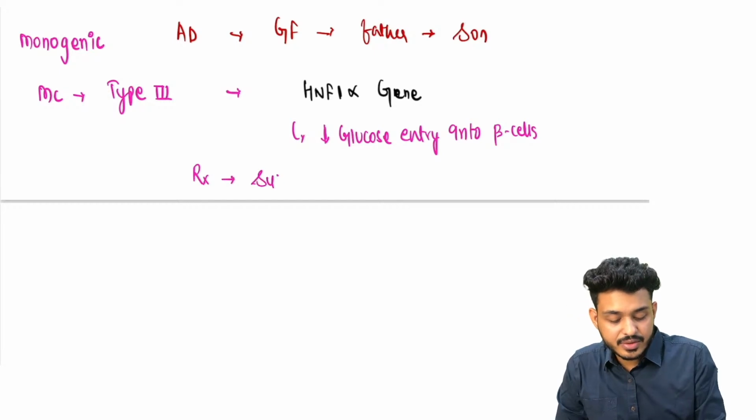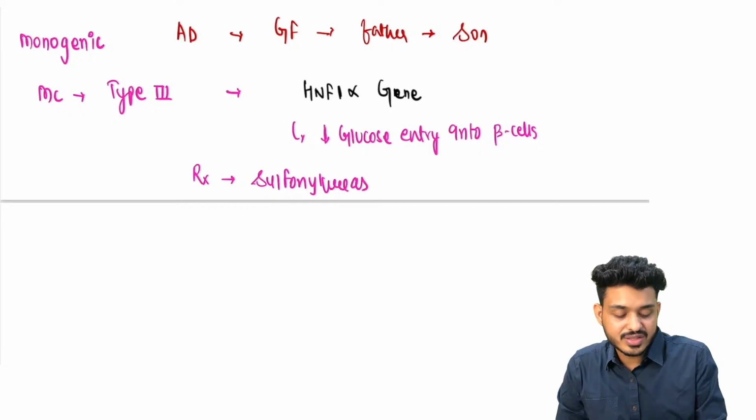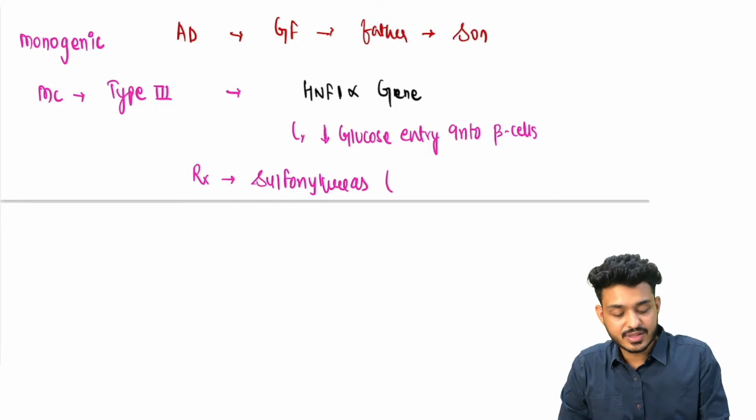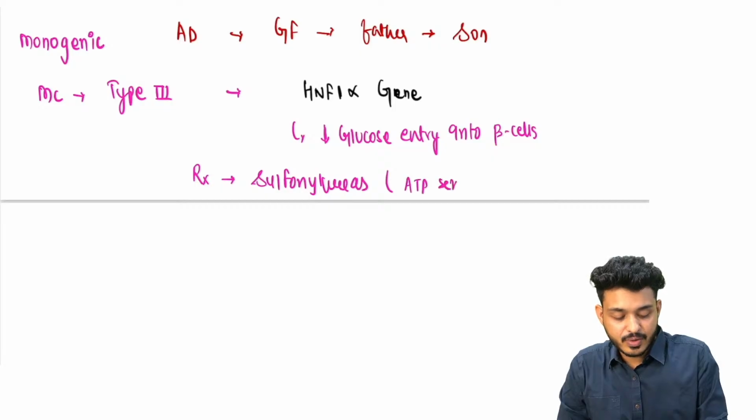And what is going to be the treatment or drug of choice here? Here you will like to give sulfonylureas. What are sulfonylureas? Sulfonylureas are the drugs which work on the ATP sensitive potassium channel. They are going to inhibit the ATP sensitive potassium channel.